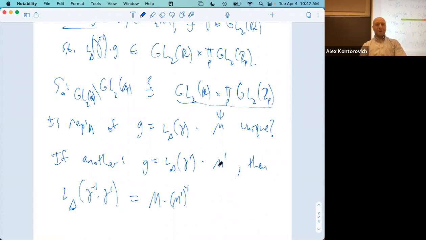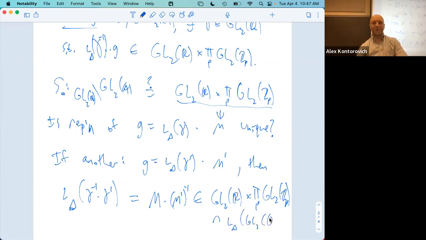If these two things are equal, I multiply on the right by M prime inverse, I multiply on the left by gamma inverse. And these two things are the same. Now, both of these are subgroups, right? This is a subgroup. You multiply by things in here. This is going to be in GL2R cross a product of GL2ZPs, because each of these is. But this is also a subgroup. GL2Q is also a subgroup, diagonally embedded. So it's also going to be in the intersection with the diagonal embedding of GL2Q.